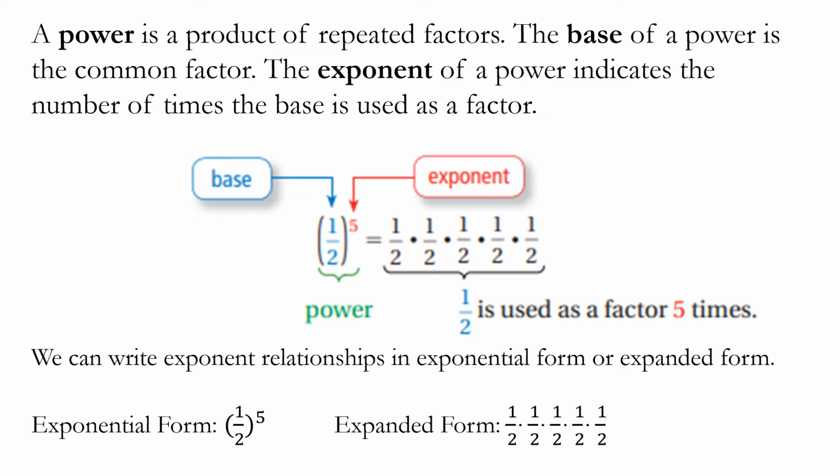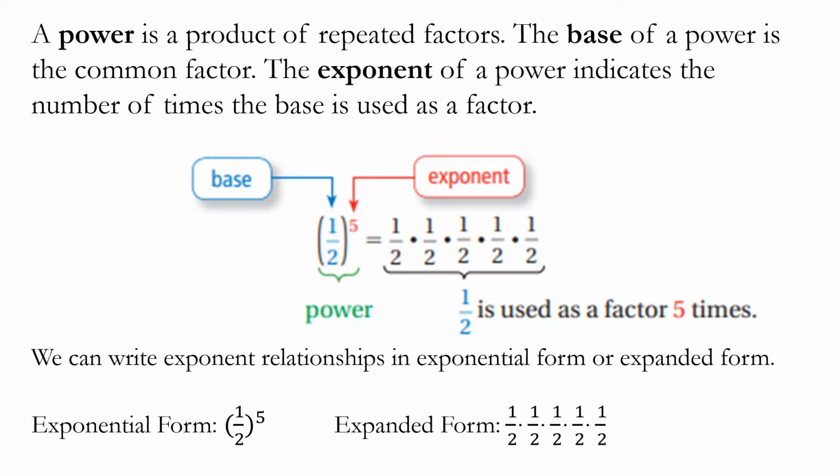Let's take a look. A power is a product of repeated factors. The base of a power is the common factor. The exponent of the power indicates the number of times the base is used as a factor. So in this case, 1/2 is the base, 5 is the exponent, and 1/2 to the 5th is a power. So 1/2 is used as a factor 5 times.